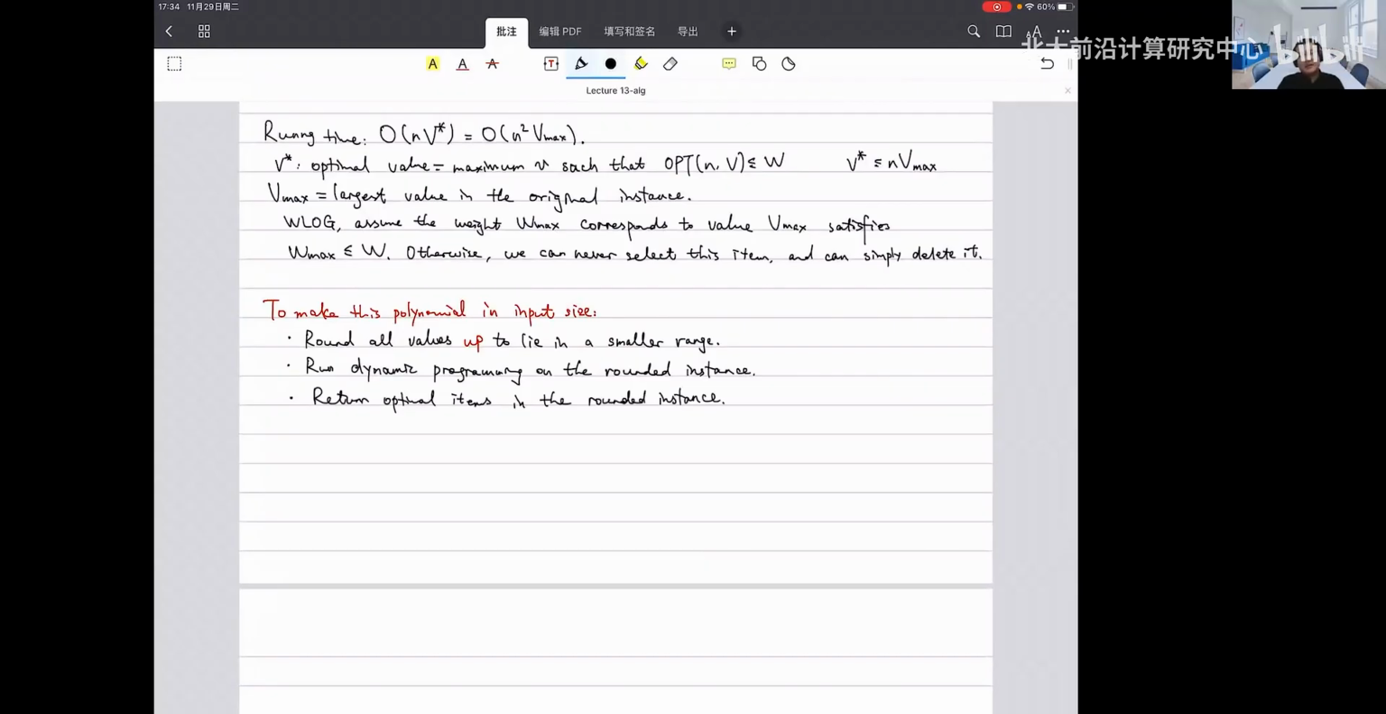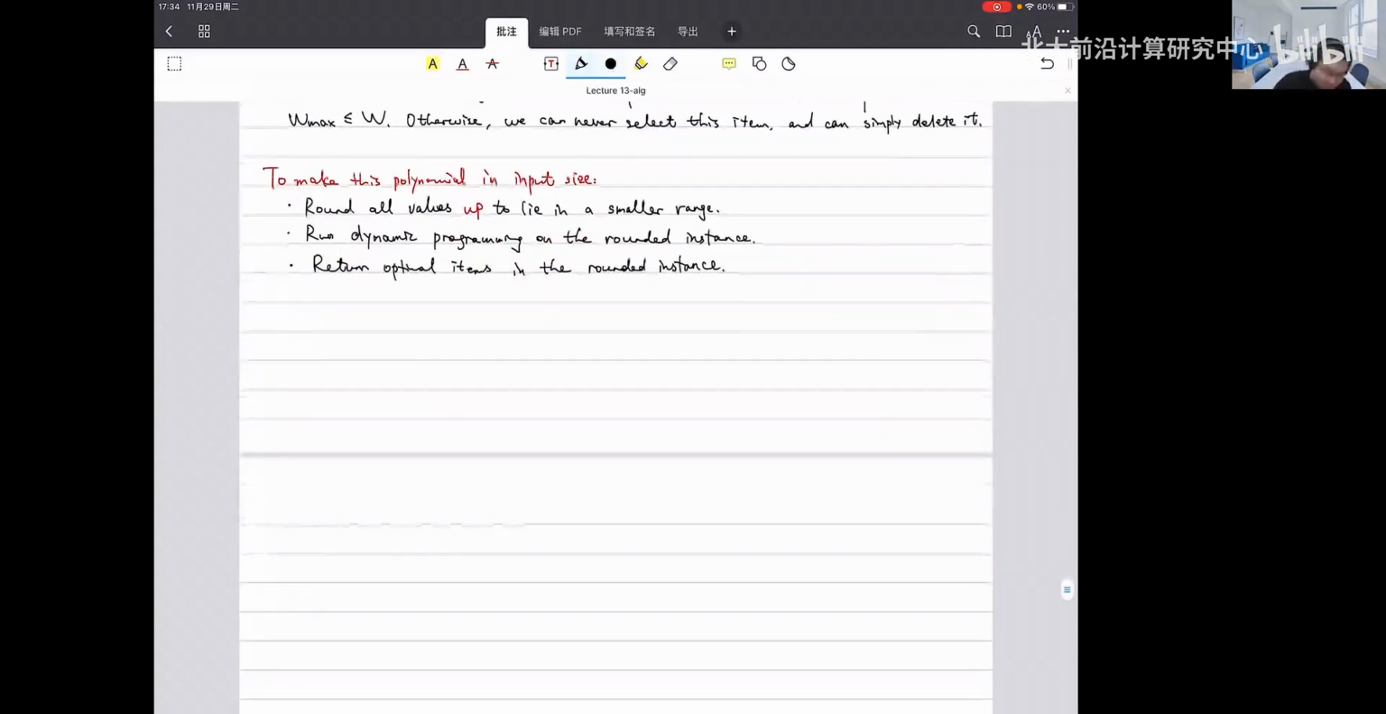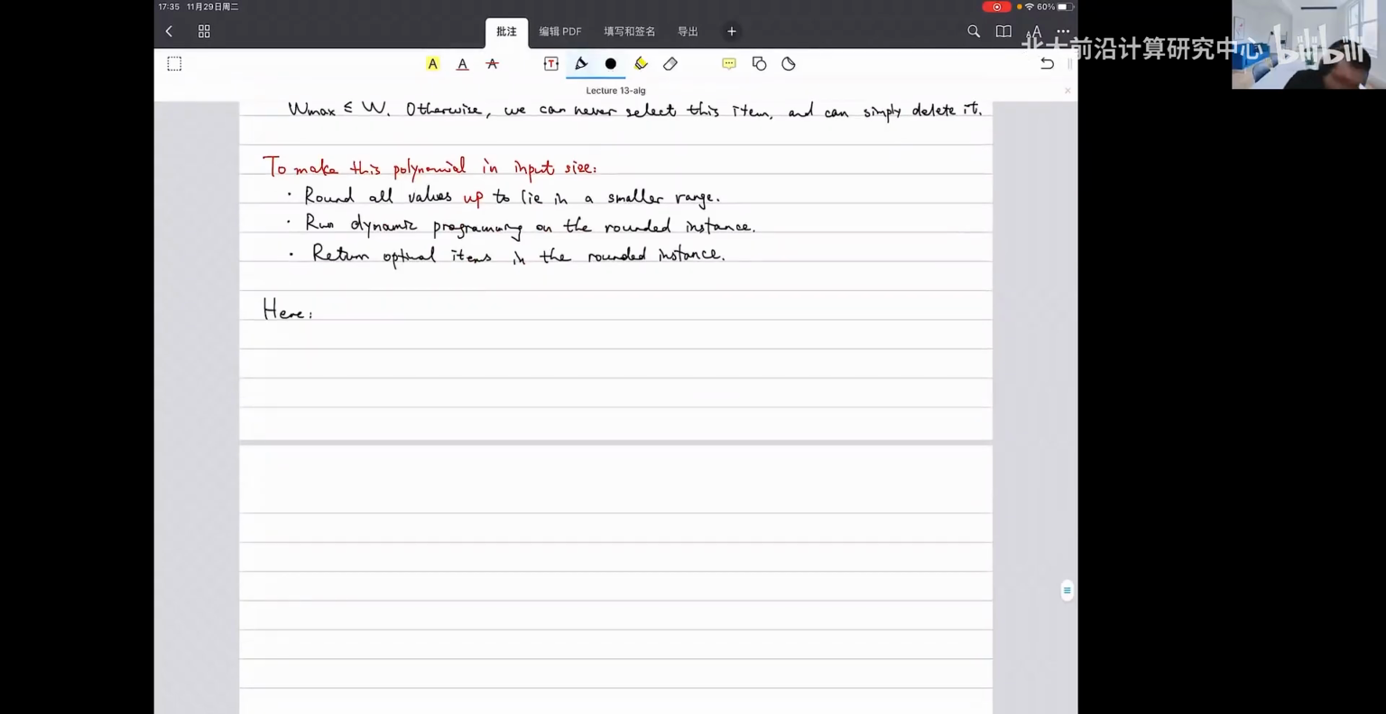And this is basically the strategy that we are going to use here. So I talked about the intuition that maybe we want to have a specific rule about how we round the values. And here we say that we choose to round all values up to lie in a smaller range. So in particular, we round up by considering something like this.